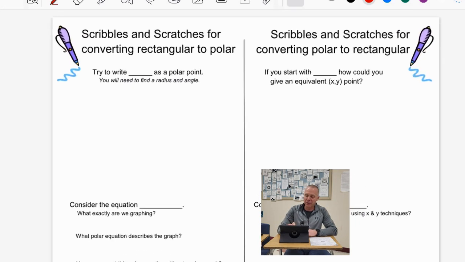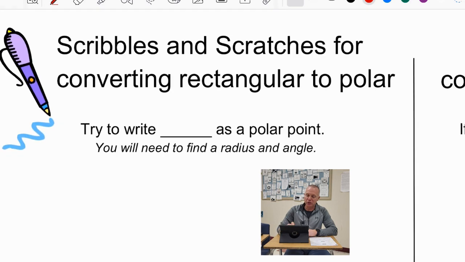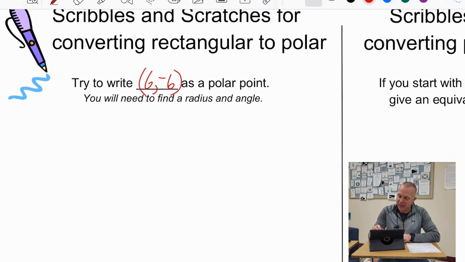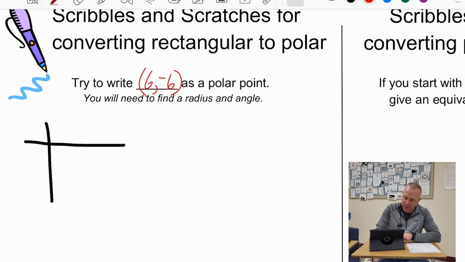So we're going to start on the back. We're going to do some scribbling and scratching to discover, perhaps once again, how to convert from a rectangular point to a polar point. So what we need is a rectangular point. How about we'll use a different point this time. We'll use the point (6, -6). Now that point (6, -6) is definitely an x and a y value. And so perhaps with a simple sketch, we can start to explore what is true about this.